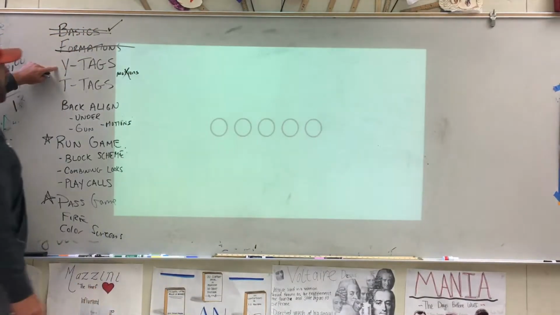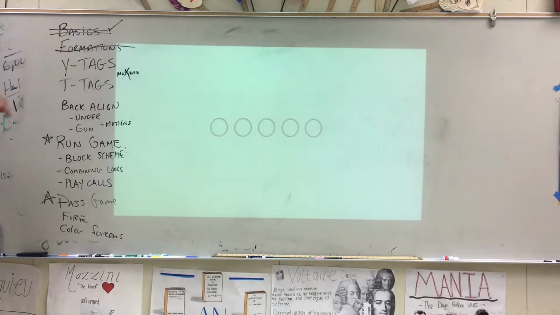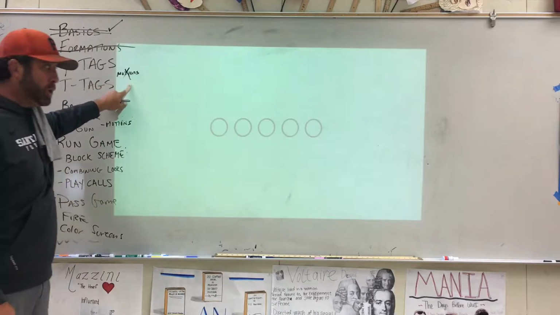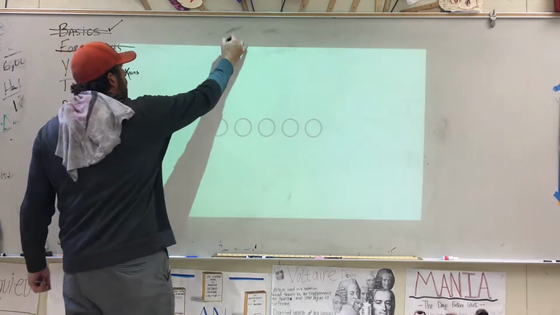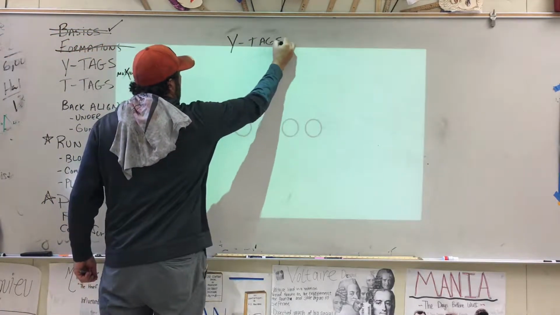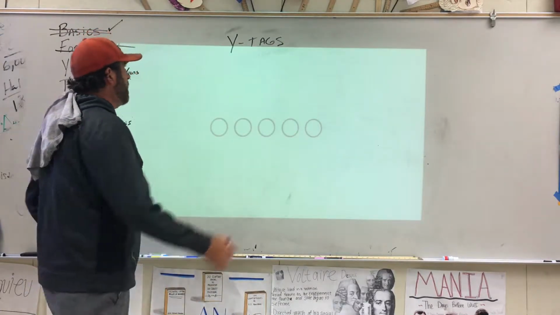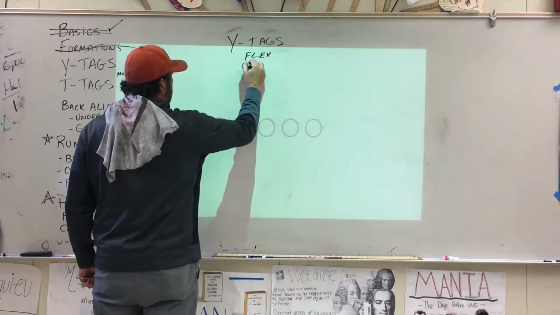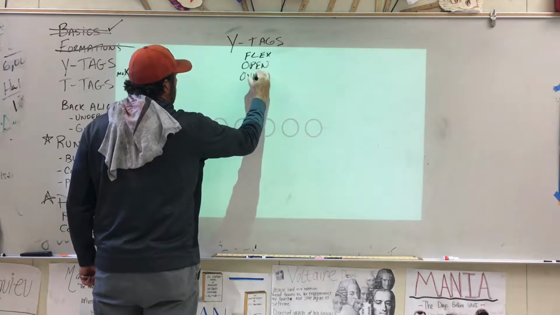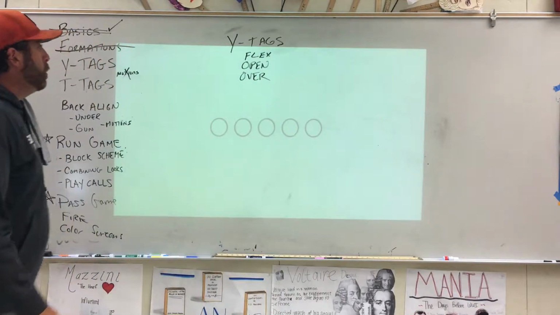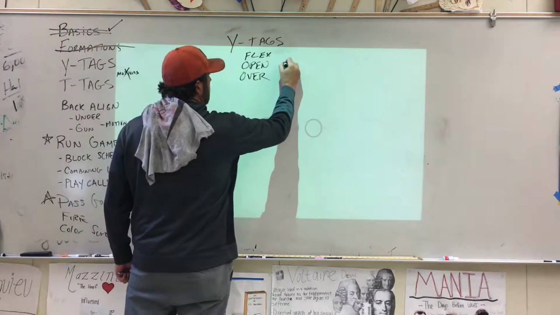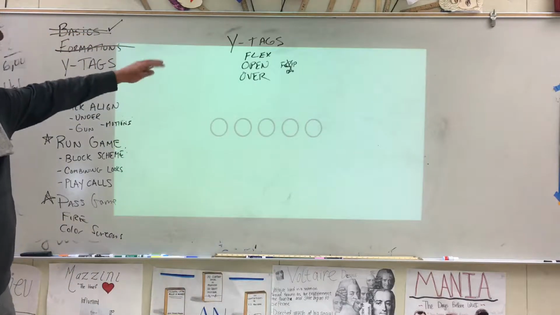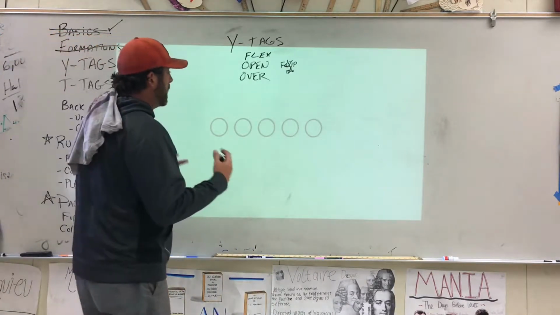Remember Y. So let's talk about Y tags. How can we move our Y around? And these are not motions. Okay? These are not motions. So how do we move our Y around? Well, we can do several. There's 3 of them: flex, open, over. All right? We have another one, flip, but that is a motion, so we're not going to do motions. These are alignments. So let's look at what that looks like.